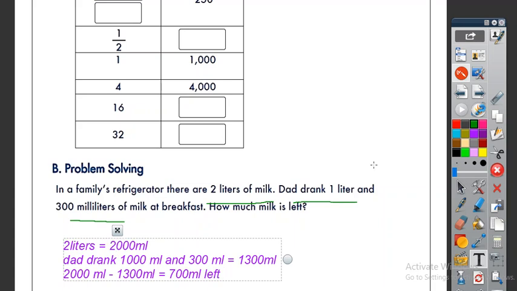Okay, this is all for today's revision, which is we revised the metric units of length, mass, and capacity in chapter 8. Tomorrow, inshallah, we are going to complete the rest of what we can finish from the revision sheet.